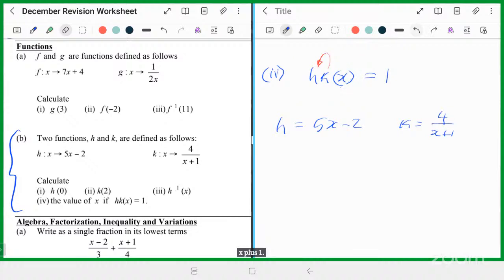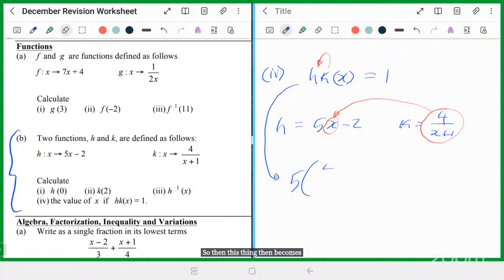This means that we're taking the entire k function and putting it into the h function where the x is. That's how we form the h of k into h. So setting up this side by doing this substitution, this thing then becomes 5 bracket 4 over x plus 1, minus 2. It becomes h of k now is equal to 1.